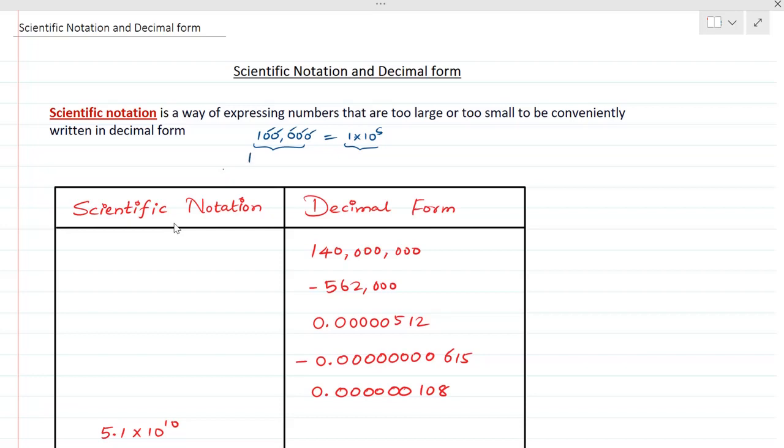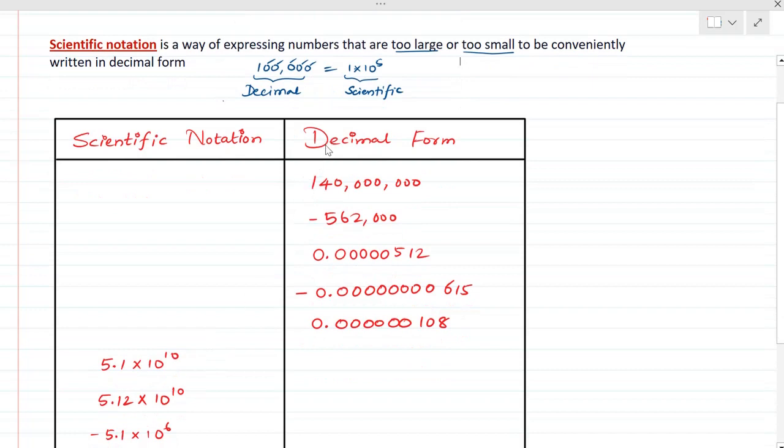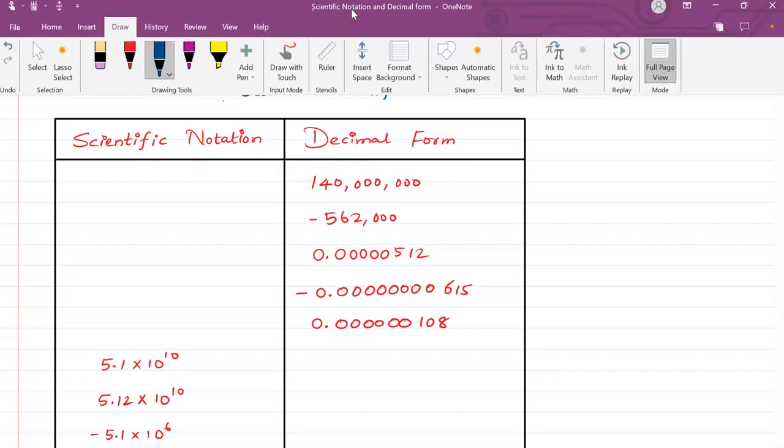This one we call the decimal form, and the scientific form is a multiple of 10. Scientific form is a way of expressing a number that is too large or too small, so that it is convenient to write the decimal form in powers of 10. These are the examples you will have. First of all, we will see how, when the decimal form is given, to convert it into the scientific form, the scientific notation.